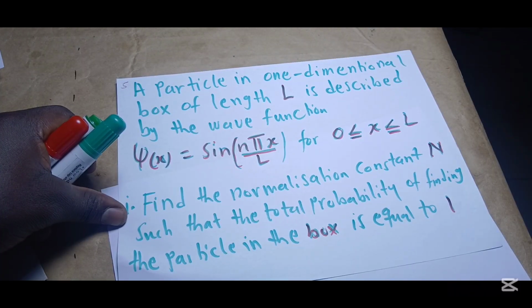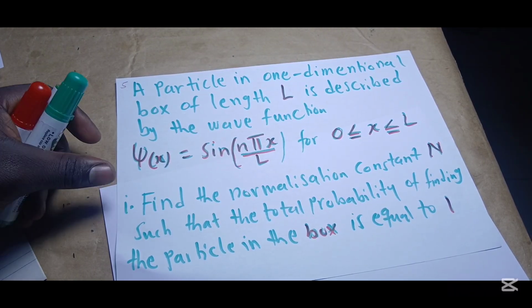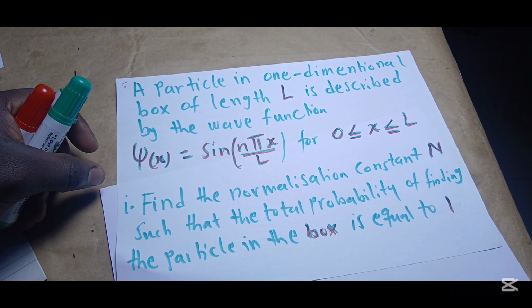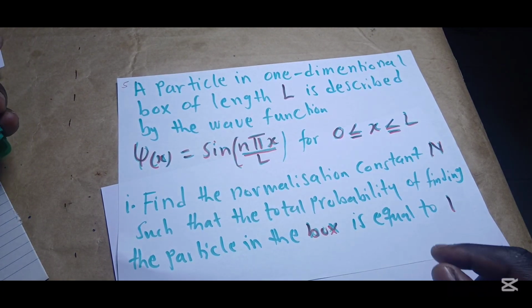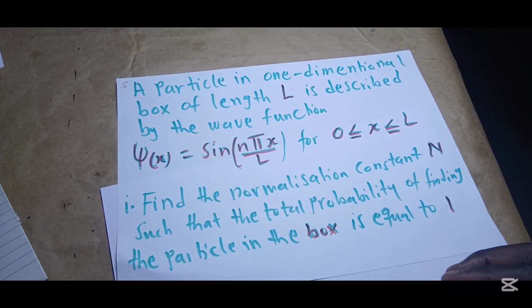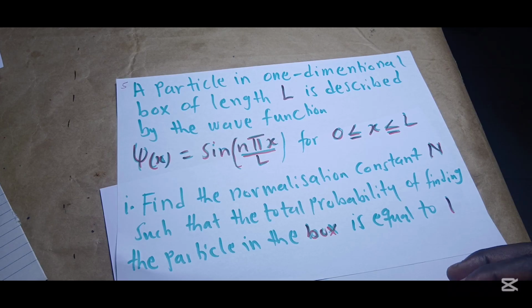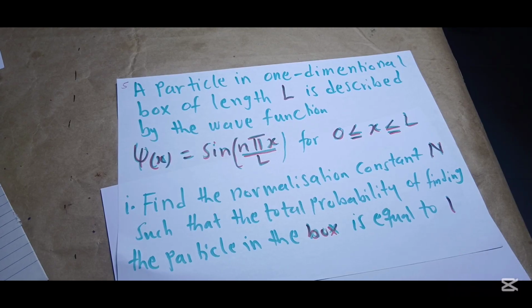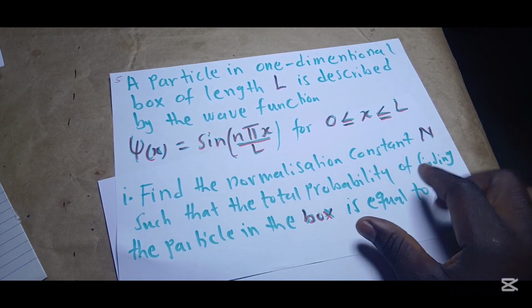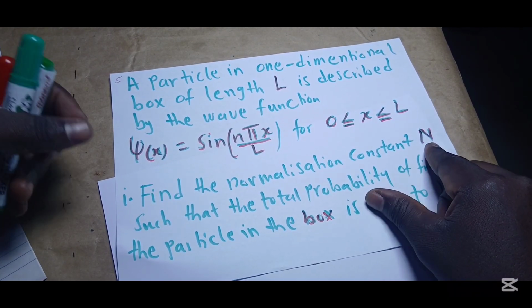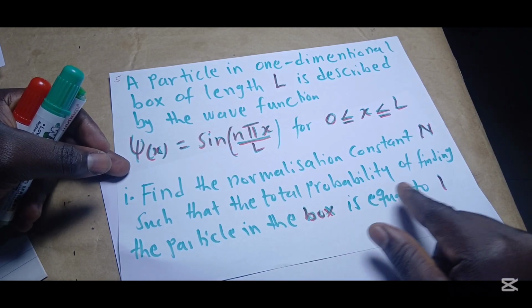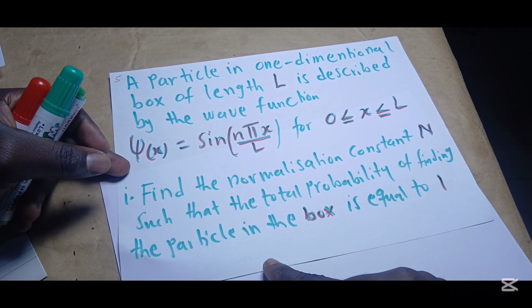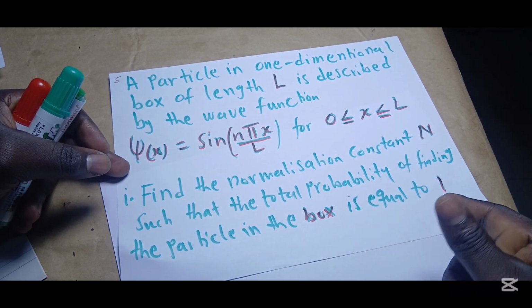A particle in a one-dimensional box of length L is described by the wave function psi of x equals sine n pi x over L for the interval from 0 to L, that is, 0 is less than or equal to x, and x is less than or equal to L. So find the normalization constant n such that the total probability of finding the particle in the box is equal to 1.